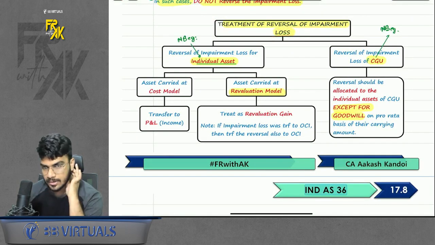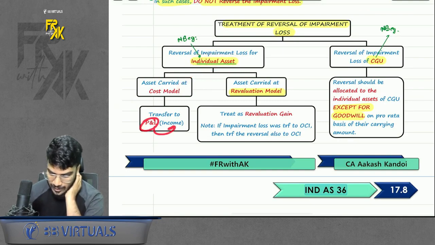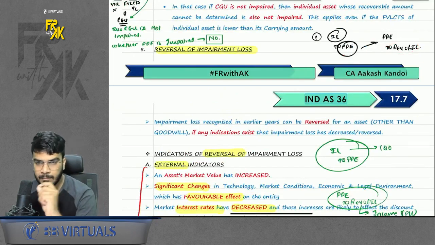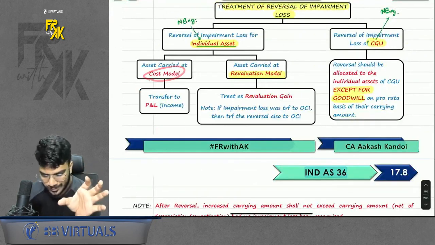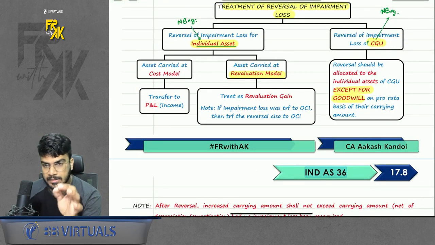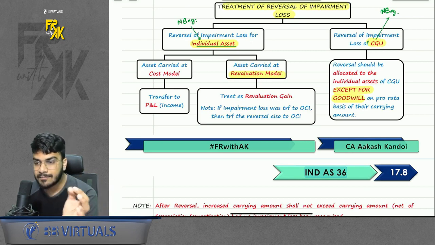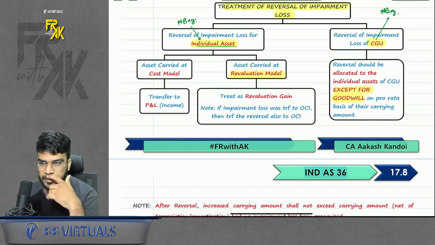Then treatment of reversal of impairment loss. How do you treat the reversal? So in case of individual asset, if the asset is at cost model, the reversal will be transferred to profit and loss, like an income. Why do we treat this as income? See this entry now. For reversal, you will credit the reversal of impairment loss. So it is like an income to you. If the asset is at revaluation model, such reversal will be treated like a revaluation gain. But only the treatment is same. The nature is of course different.